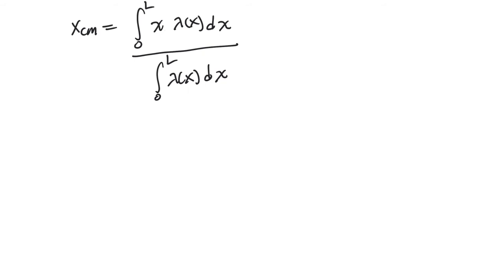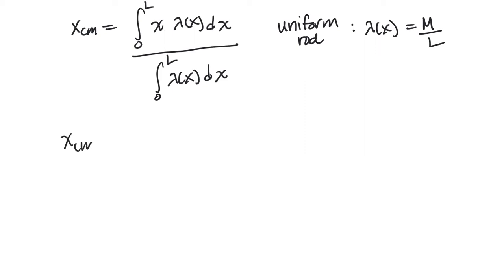First, let's look at the case of a uniform rod, because we know what the answer to that should be, right? The answer to that should be right in the middle of the rod. So uniform rod means lambda of x is not a function of x. It's just the mass of the rod divided by the length of the rod. Let's plug that in and see what we get.